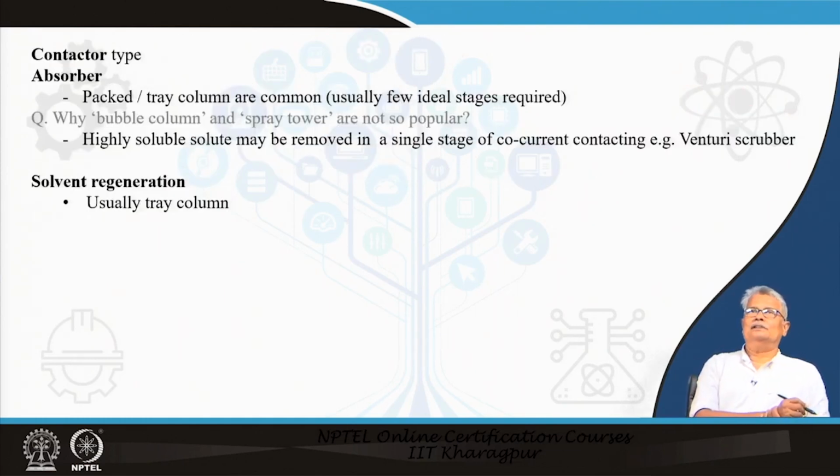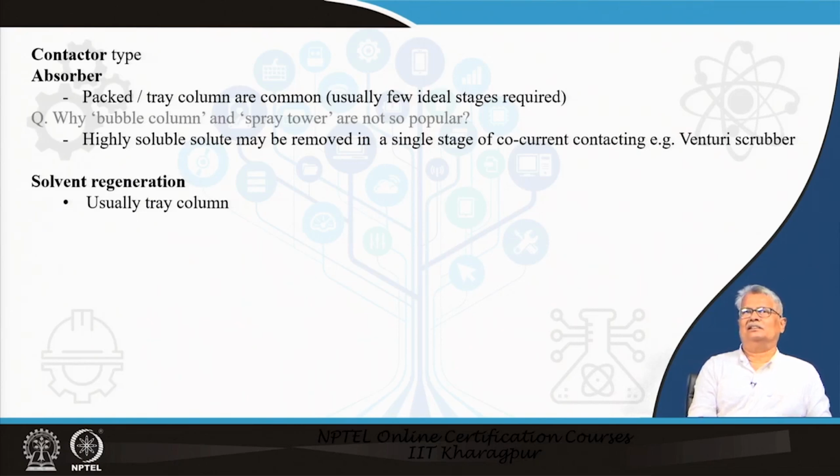Now, we focus on the contactor type. We usually have packed or tray columns. This primarily requires few ideal stages only. We will look at the details of these trays and the packed columns slightly later on, possibly in the next class.